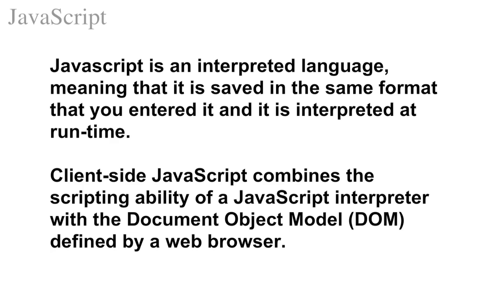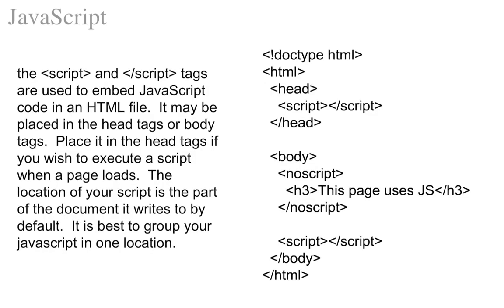by a web browser. The opening script tag and closing script tag are used to embed JavaScript code in an HTML file. It may be placed in the head tag or body tags. Place it in the head tags if you wish to execute a script when a page loads. The location of your script is the part of the document it writes to by default. It is best to group your JavaScript in one or two locations.